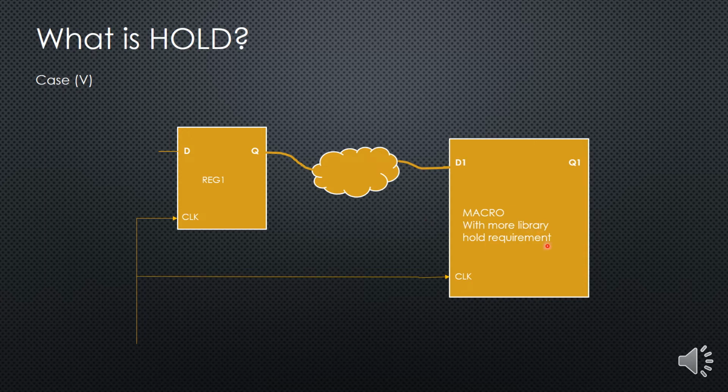For the macro, which has a larger library hold requirement, after the active clock edge the data on its input should be stable for maybe more than 500 ps or 200 ps or something like that. So macros generally have more library hold requirement, which means we need to keep the data stable for more time. So these are the cases where we can see hold violations.